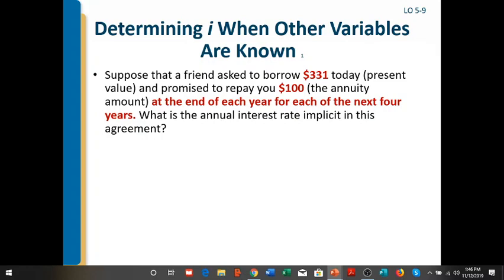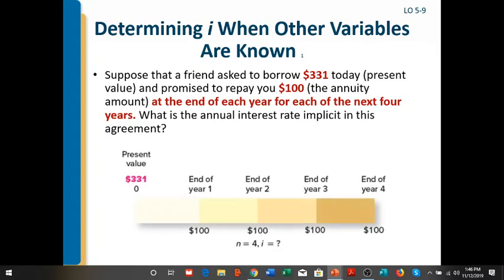All right, so here, suppose a friend asked to borrow $331 today and promised to repay you $100 at the end of each period for each of the next 4 years. What's the annual interest rate implicit in this agreement? So present value is $331. You're receiving $100 at the end of the period for 4 years.